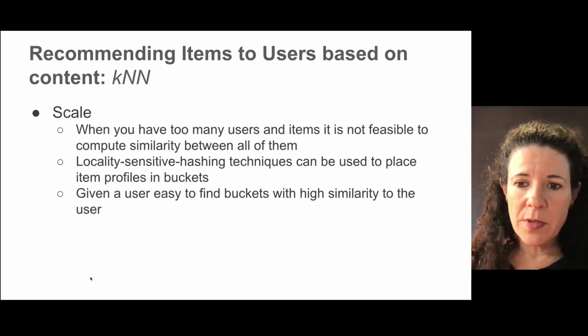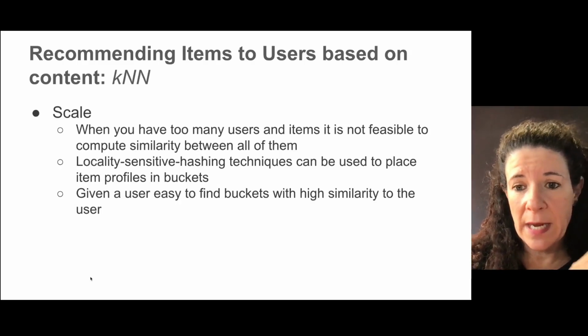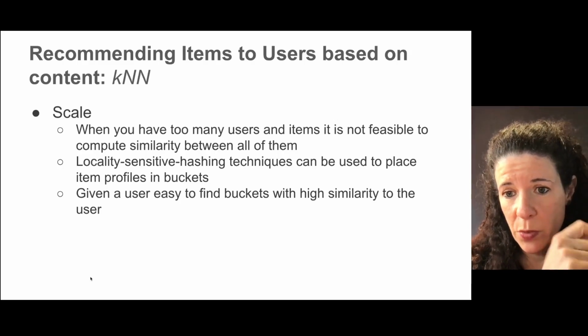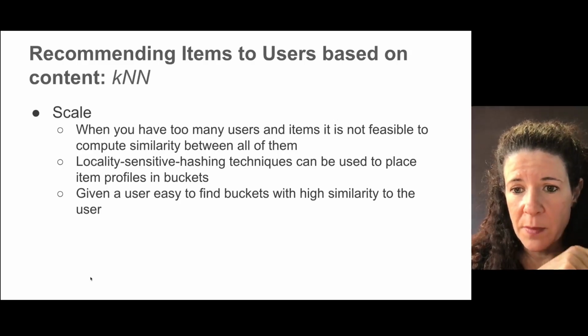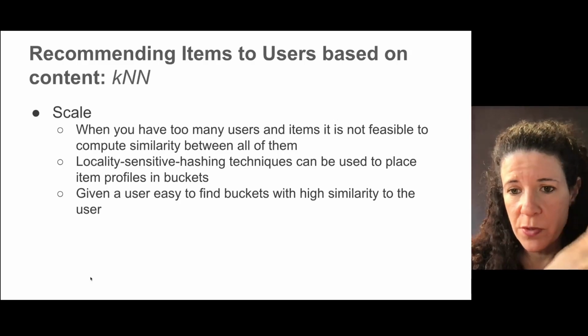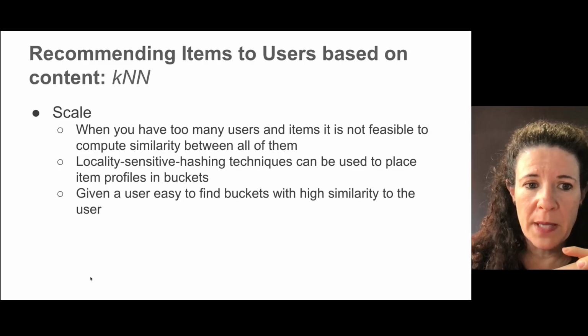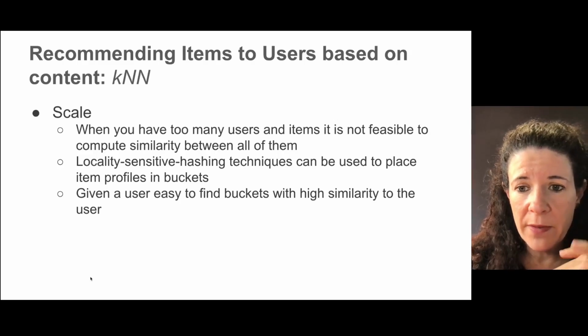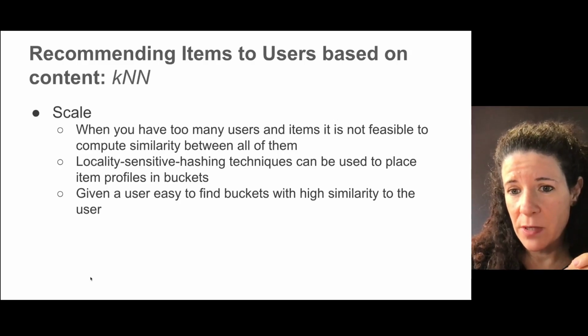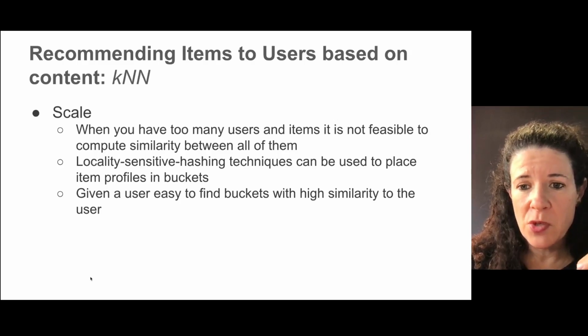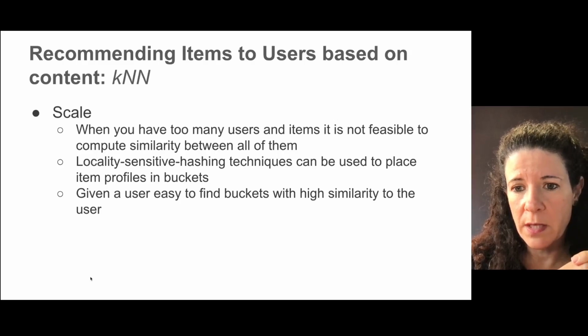K-nearest neighbors doesn't scale very well, because you have to compute distances between all of the items involved, or items and users. So at large scale it's not that feasible. But there are methods in which you can do this approximately. One of them is called locality sensitive hashing. I just wanted to mention that you can find approximate K-nearest neighbors that work very well.